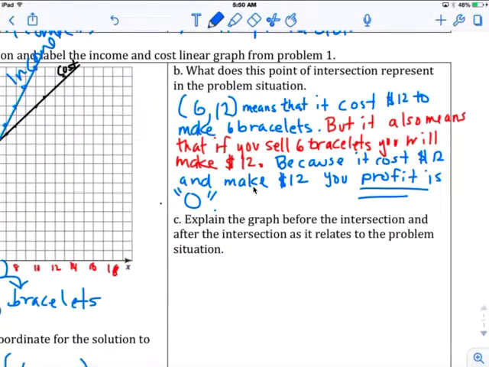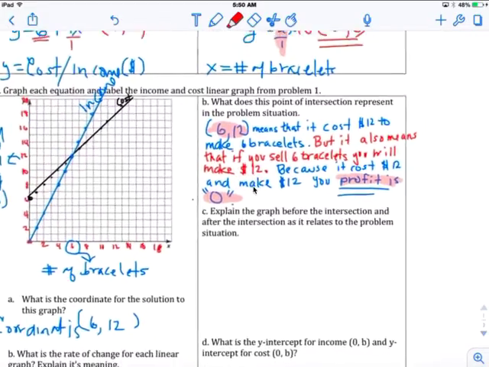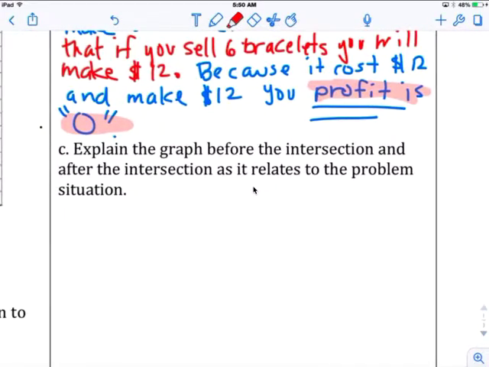Okay, that 12 and 6 and 12 means your profit. The whole thing here explains that your profit is 0. It's the break-even. You broke even. Explain the graph before the intersection and after the intersection as it relates to the problem situation.